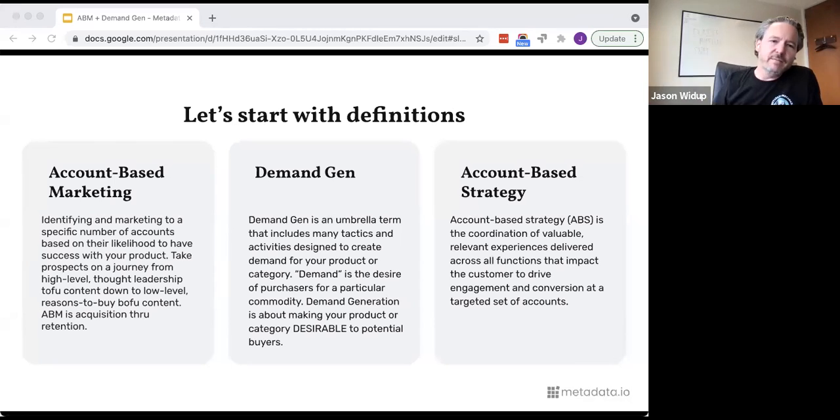So ABM, I feel like, is a little bit easier to define than demand generation. With ABM, you're creating a target account list of accounts where you have an unfair advantage with your differentiated technology, and you're likely to have much better success with these accounts than others, maybe even in your ICP. You're adding all kinds of data and intelligence to that list so that you really understand who the absolute best prospects are. And then you're taking them through a full funnel approach.